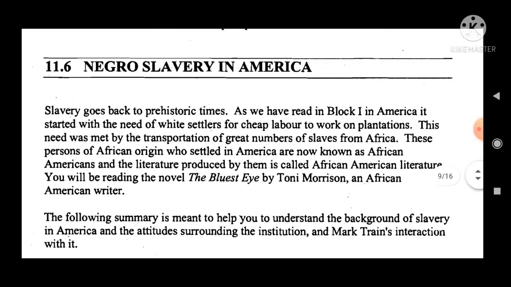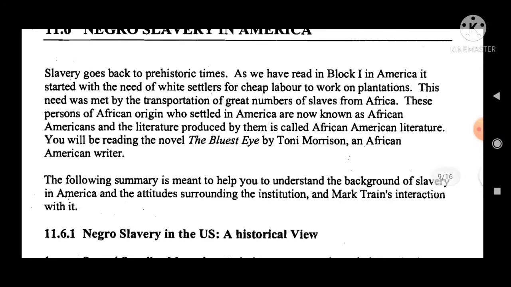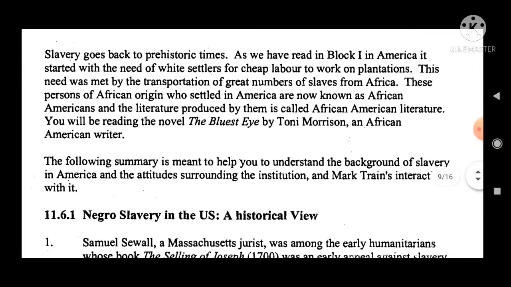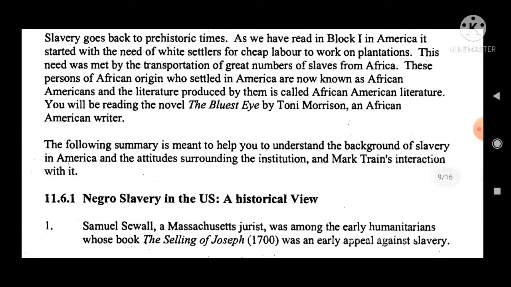The Negro slavery in America. Slavery goes back to prehistoric times. As we have read in Block 1, in America, it started with the need of white settlers for cheap labor to work on plantations. This need was met by the transportation of great numbers of slaves from Africa.